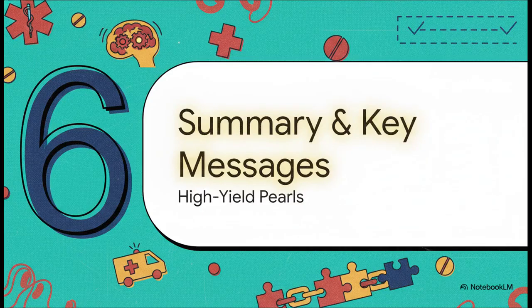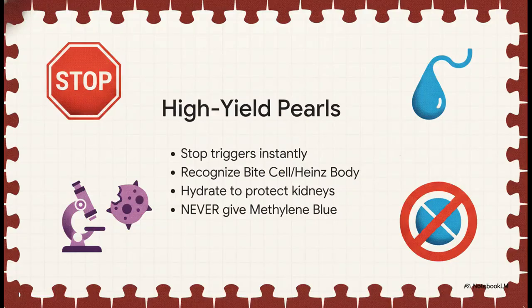Finally, part 6, summary and key messages. Let's get to the high-yield pearls. To wrap up this explainer, here's your mental checklist for the next shift. Number 1, prevention is everything. Stop those oxidant triggers the second you identify them. Number 2, if you suspect a crisis, get the smear, hunt for those bite cells, and remember to specifically order a Brilliant Cresyl Blue stain for the Heinz bodies. Number 3, hydrate them aggressively to protect the kidneys from hemoglobinuria.